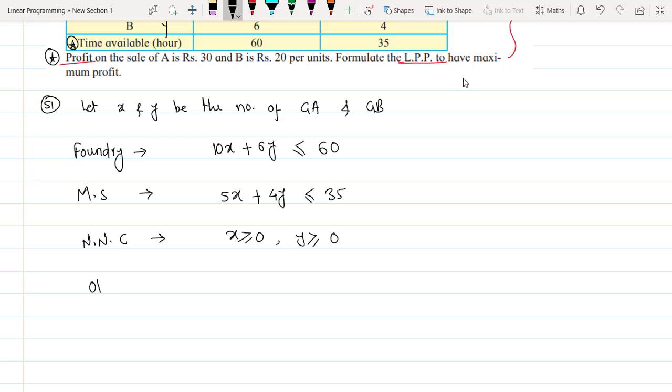What is your objective function? The objective function is nothing but I want the maximum profit by selling gadget A and gadget B. So the profit on one gadget A is 30 rupees and gadget B is 20 per unit, and you are manufacturing x and y number of units of A and B. So I will have 30x plus 20y. This is nothing but my z and I want to make it maximum. So this is what my objective function is.